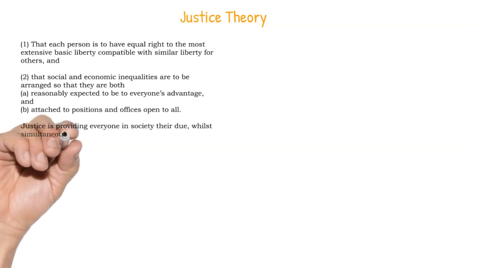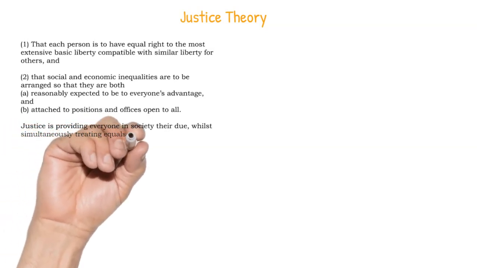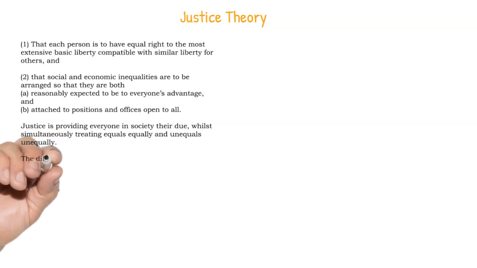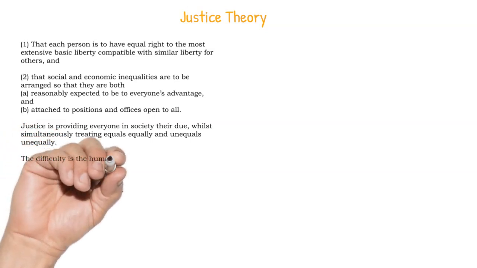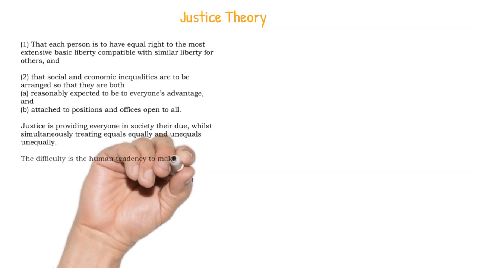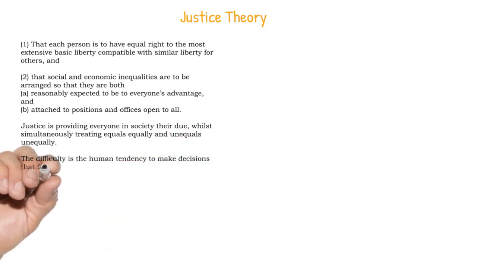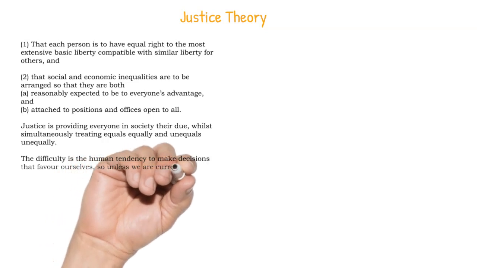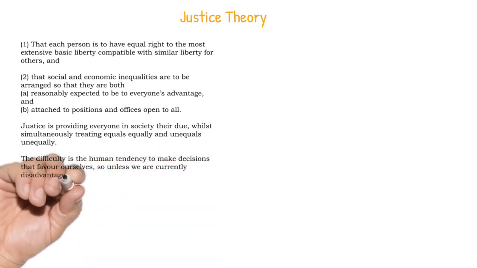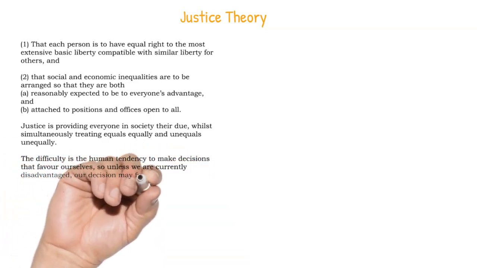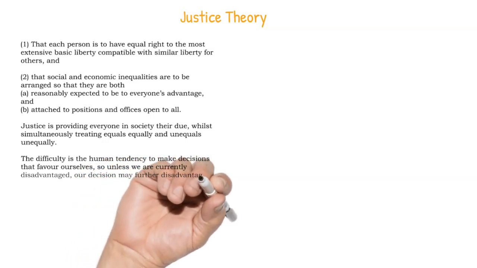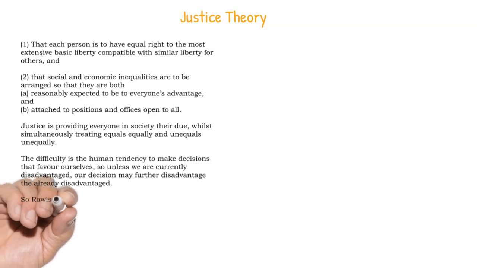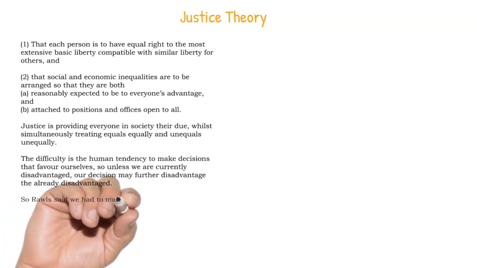An example here is in providing disabled parking spaces. We are making the unequal equal by treating them unequally. We have created a situation that gives them an equal opportunity that someone with a disability doesn't need. The difficulty is the human tendency to make decisions that favour ourselves. So unless we are currently disadvantaged, our decision may further disadvantage the already disadvantaged.